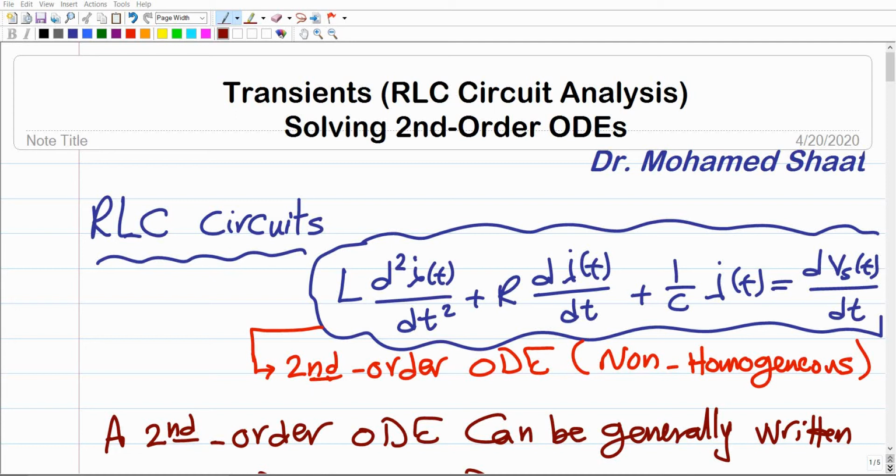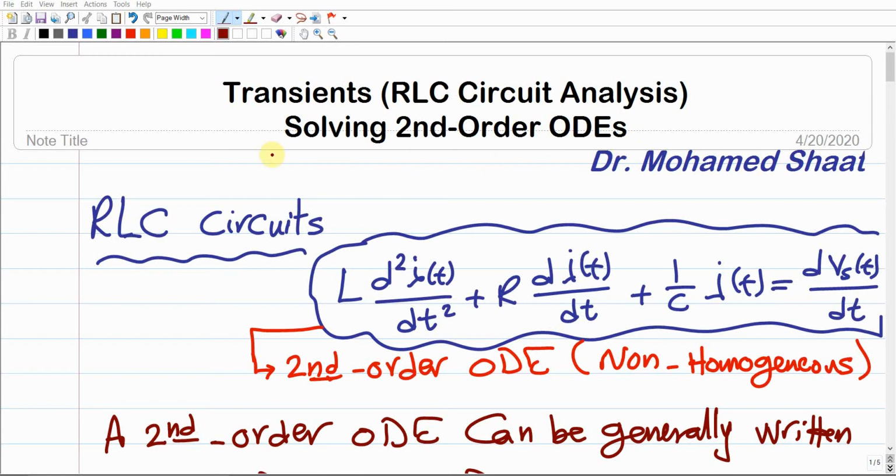Today in this video, I'm going to show you how we can solve second order ODEs, because we need these mathematical tools in order to analyze electrical circuits that include the three elements all together: resistor, inductor, and capacitor. So the focus of this video is on how we can analyze these RLC electrical circuits that include the three elements together.